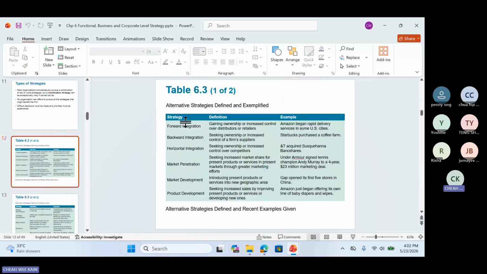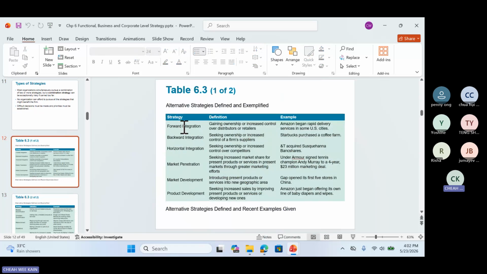so you got many types of strategy again: forward, integration, backward. Now, you can group your strategy. You make your strategy in chapter 5, right? This is chapter 6. Now, your functional strategy can be grouped in various ways. Is it forward, backward, horizontal, market, development? So you can now use the strategy wording down there.